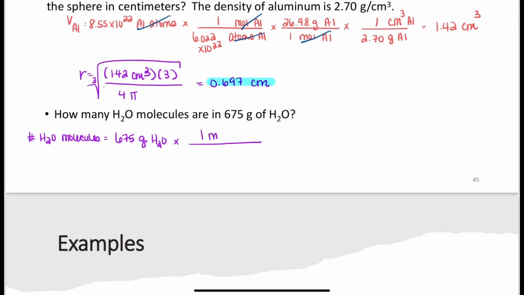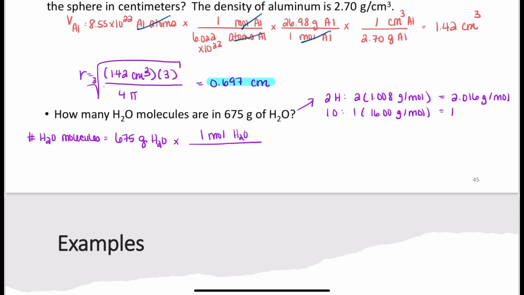I know that 1 mole of water is equal to the molar mass of water. I have to add up the molar mass. When I look at H2O, I've got 2 hydrogens, so 2 times 1.008 grams per mole, 2.016 grams per mole, and 1 oxygen, 1 times 16.00 grams per mole, 16.00 grams per mole. Add this up, and I'm going to get 18.02 grams per mole because of sig fig rules.